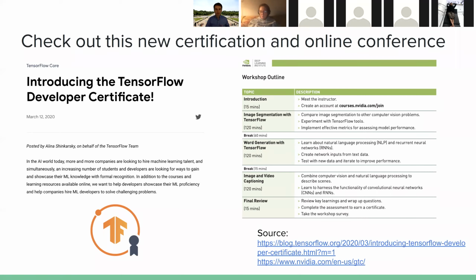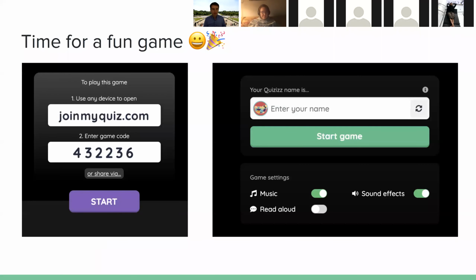Cool. Any more questions before we go to the fun part? Awesome. All right. If you're in front of your computer, you can even do this from your phone, but I think it'll be more fun if you're in front of your computer. If you go to joinmyquiz.com, you'll see a section where it says enter game code. If you enter the code 432236, you'll get this screen here on the right. Just enter your name, some name that we can later refer to. It doesn't have to be your full name. You can just put your initial and click on Start Game.